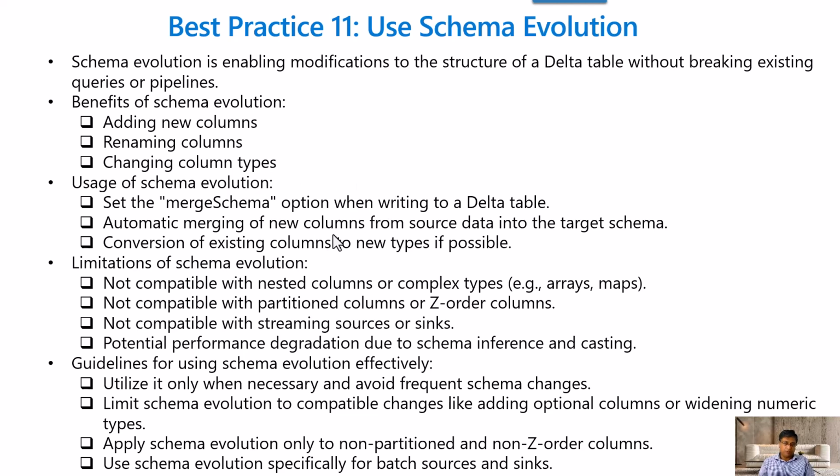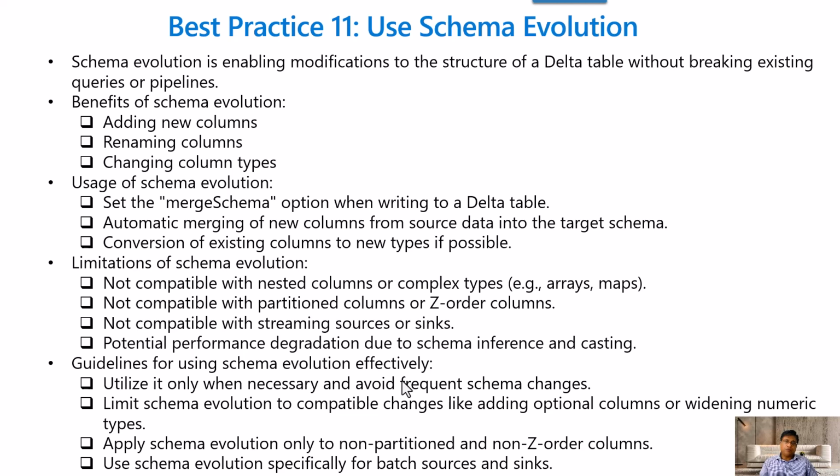Now there are limitations of the schema evolution. What are those limitations? First of all, it is not compatible with nested columns like array or maps. It is also not compatible with the partition columns or Z order columns, right? And moreover, it is not compatible with streaming sources or sinks. For that you have to definitely avoid it. It also has potential performance degradation, because it needs to accommodate the new data as it comes, and it needs to cast the data from the old data type to the new data type. So there will be performance degradation.